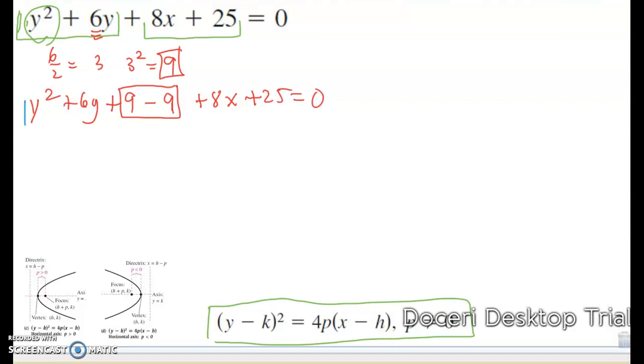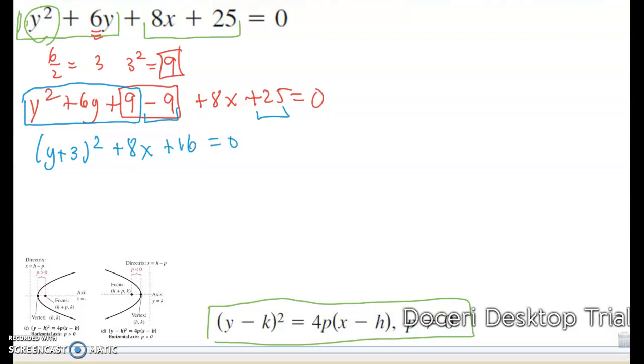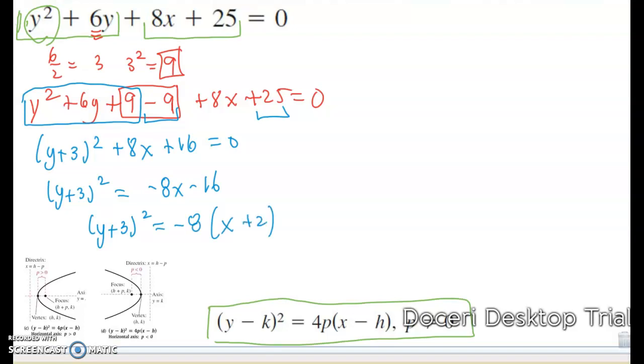So we completed the square, because this part right here is going to be (y plus 3) squared. And then I have this -9 and 25, so let me go ahead and add that. So we get 16 equals 0. Now I just have to solve for (y plus 3) squared. So it's going to be -8x minus 16. And just like we did in the previous example, I'm going to factor out whatever's in front of the x. So I have (y plus 3) squared equals -8 times (x plus 2). Right? So here is my parabola in standard form.